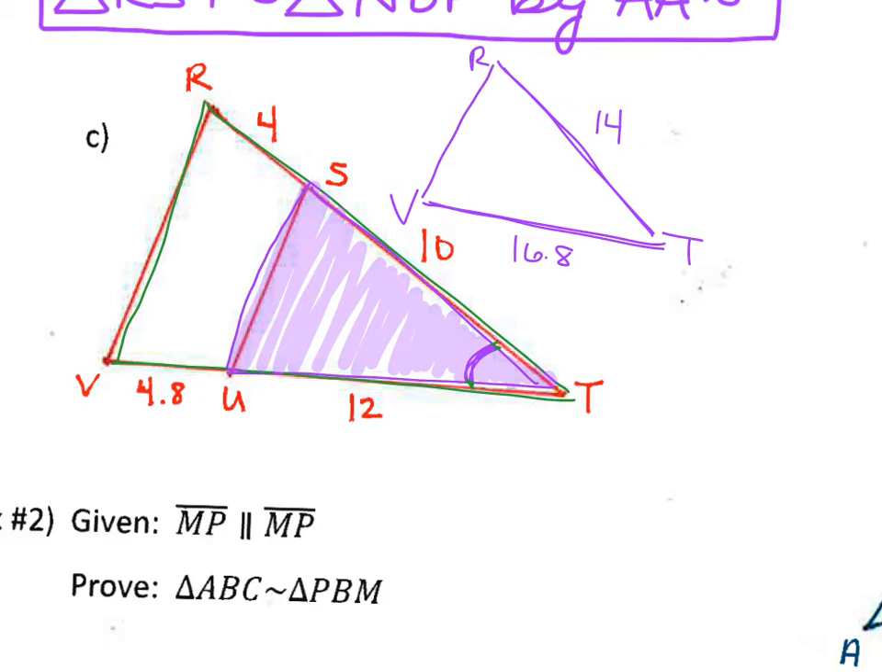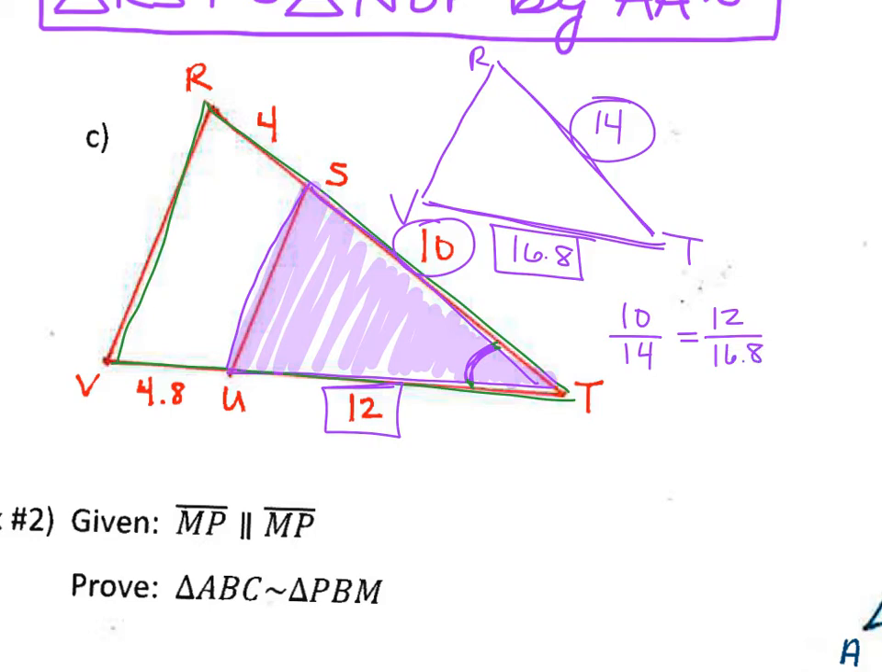So comparing the purple shaded triangle to just the one I drew, you can set it up two ways. I could say 10 over 14, or I could say 14 over 10. You just have to make sure that you lay it out correctly from there. So I'm just going to go ahead and say 10 to 14. And if I do 10 to 14, then what do I have to do for my other two? So I went 10 to 14 here. What's my other ratio going to be? Right, 12 to 16.8.